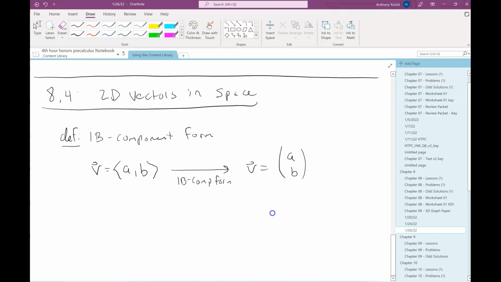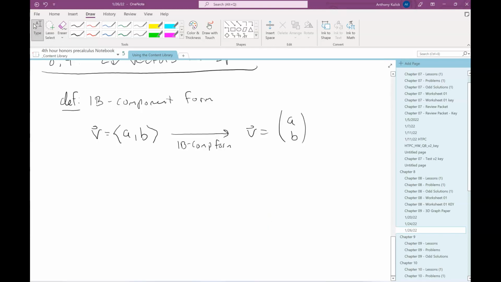Other than remembering the name, and at this point you've got to be like, yo, Mr. Kulik, we have like 6 different forms that we can write a vector in. This is getting a little ridiculous. And I was like, well, that's one of the things that's hard about this chapter, is just keeping all the names straight, because there's a lot of them.